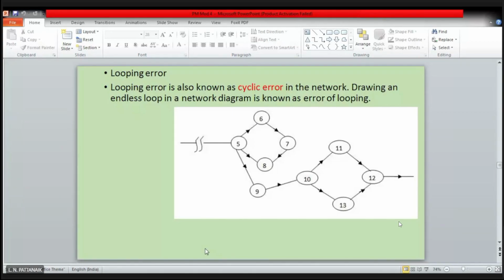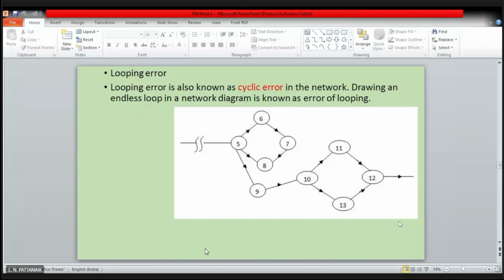It has to move towards the right. The activities have to move towards the right from the left, right? And that is happening in the case of the nodes 10, 11, 12, 13. There is nothing wrong in this. All these arrows are moving from left towards the right, and they are in a logical sequence. But in the case of 5, 6, 7, 8, this is called a looping error or a cyclic error.